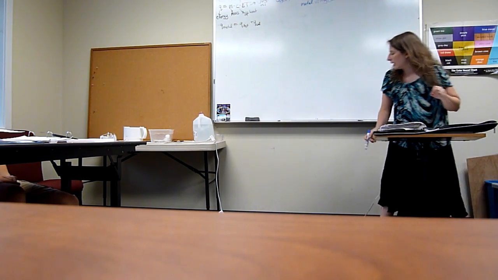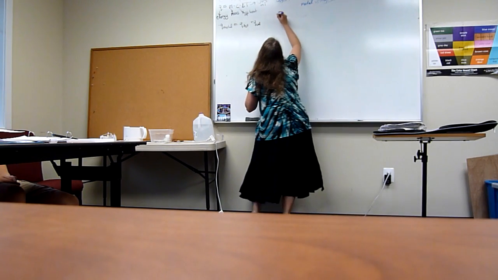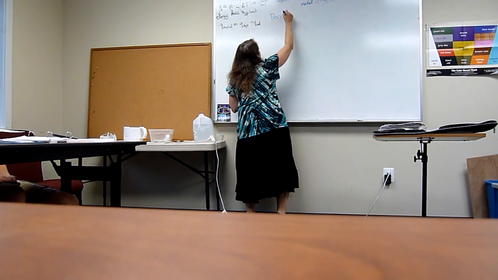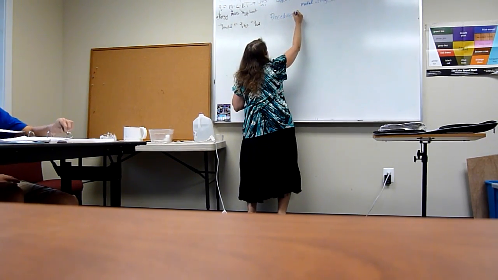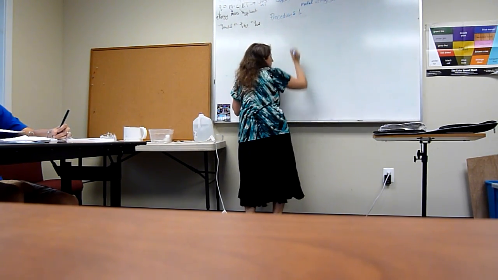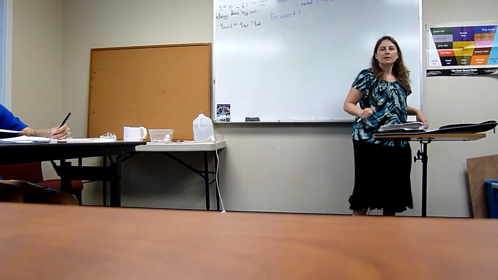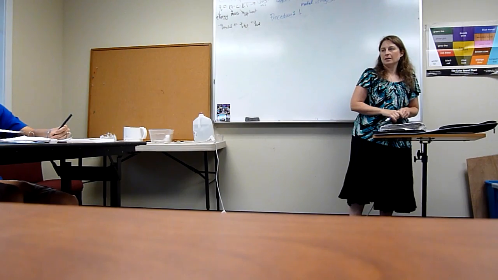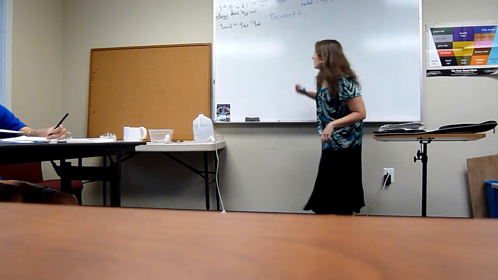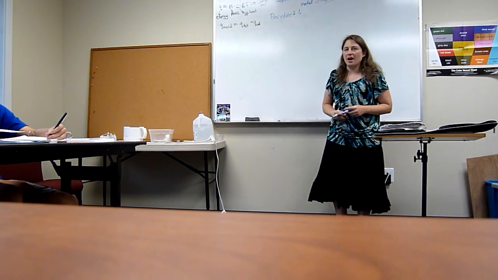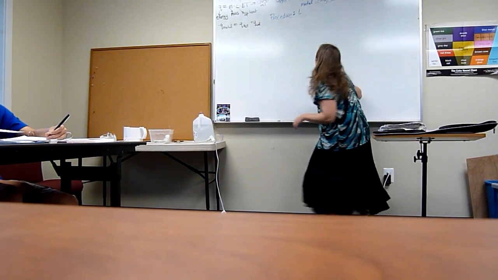So as we write the procedure, what have we done so far? What was the very first thing? We weighed the metal that we were going to put in the calorimeter. So how would I say? The metal was weighed. Or, well, since we really found the mass, yes, we kind of weighed it.